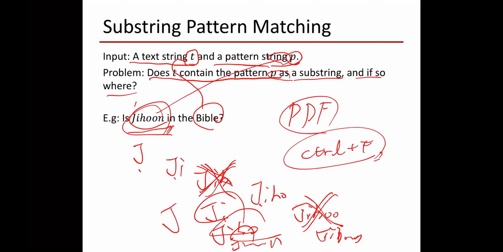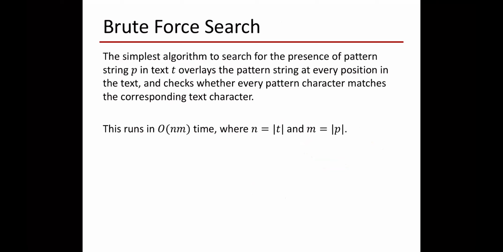So how do they do it? Basically, brute force. The simplest algorithm to search for the presence of the pattern string P is to keep comparing. So you have to read through everything in the text and everything in your pattern. It takes too long. So what is a better mechanism to do this? Since we are running out of time, the basic thing is using hash. So my word is hashed.